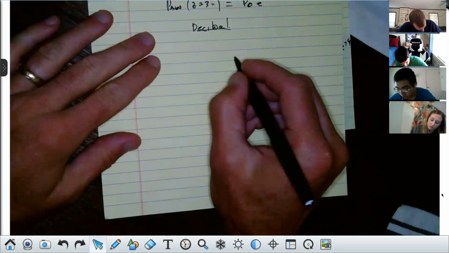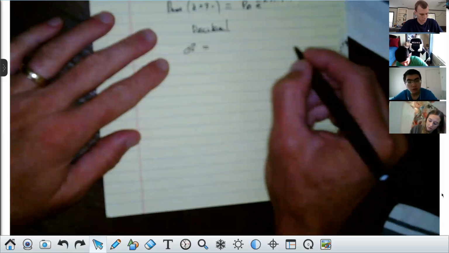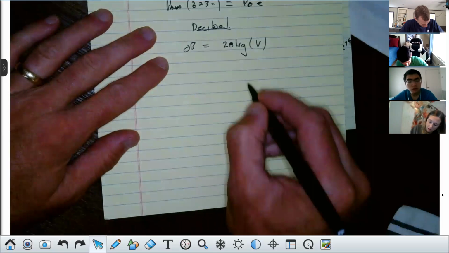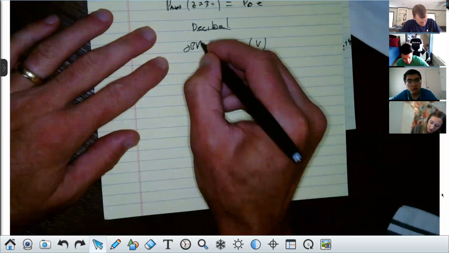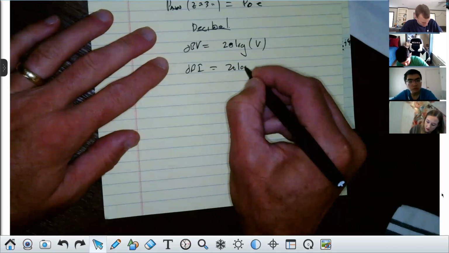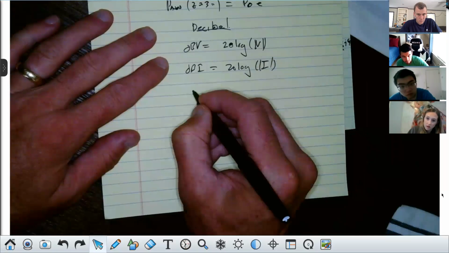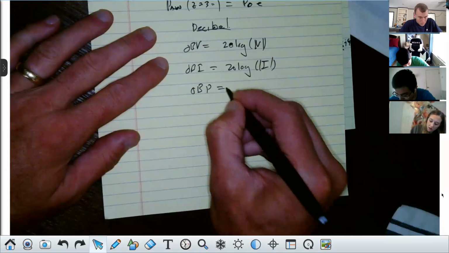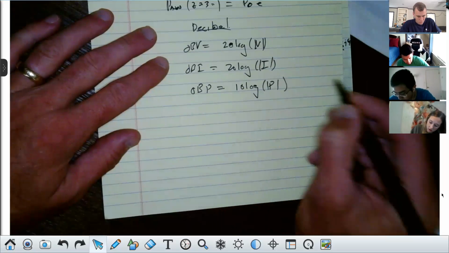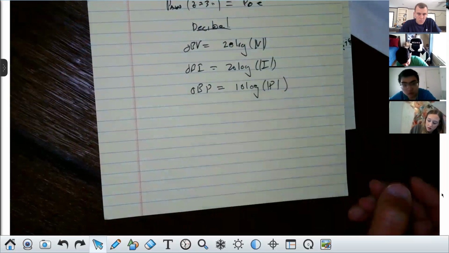So what a dB per se is, is given as 20 times the log of the voltage magnitude, that's dB voltage. If we talk about dB current, that's 20 times the log of the magnitude of I. And if we talk about dB power, it's generally 10 times the log of the magnitude of the power. The reason it's 10 is because power is proportional to voltage squared or current squared.